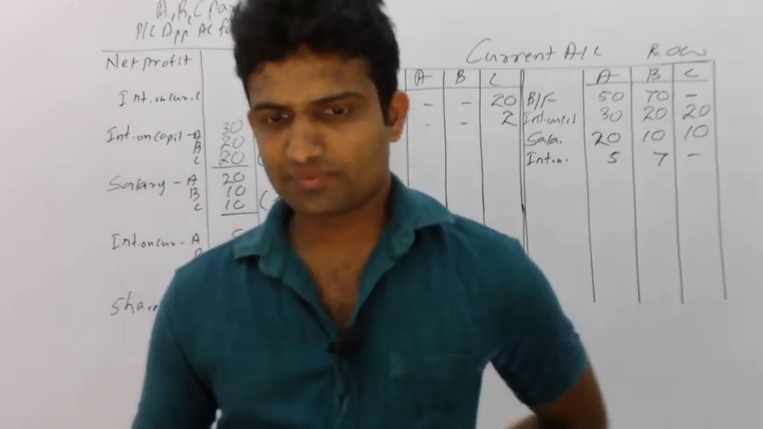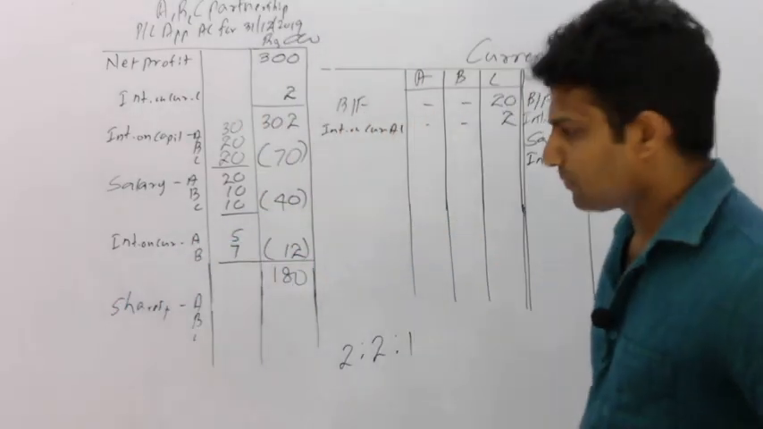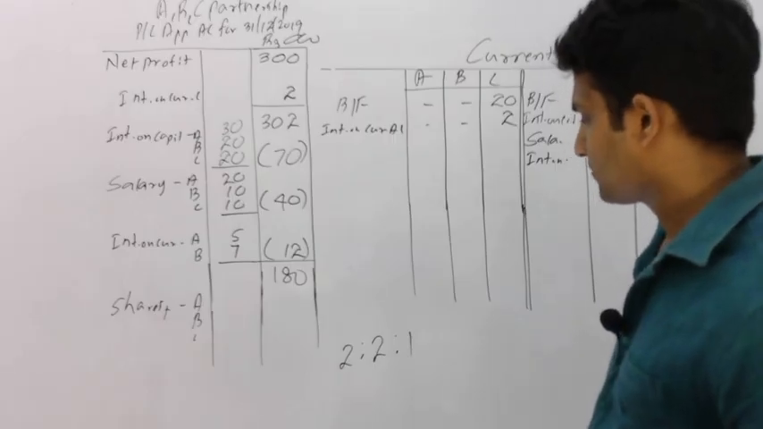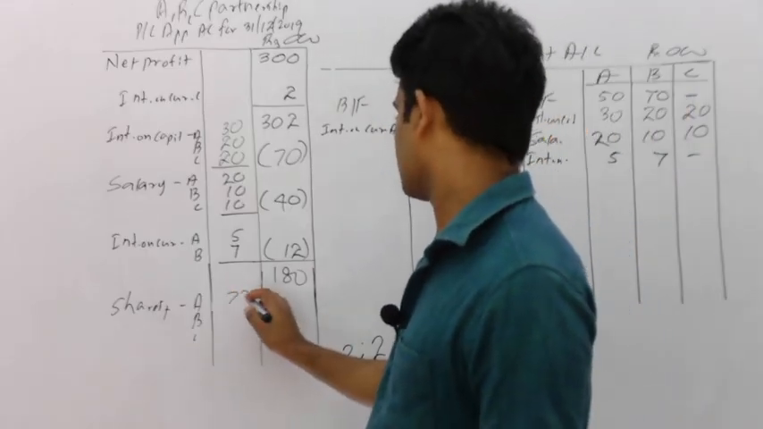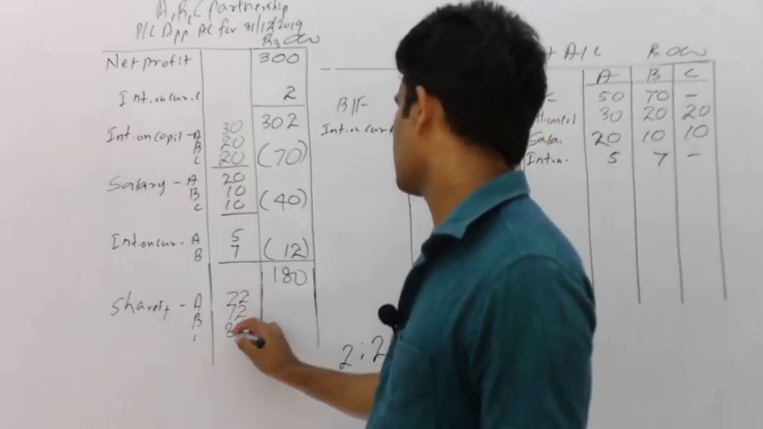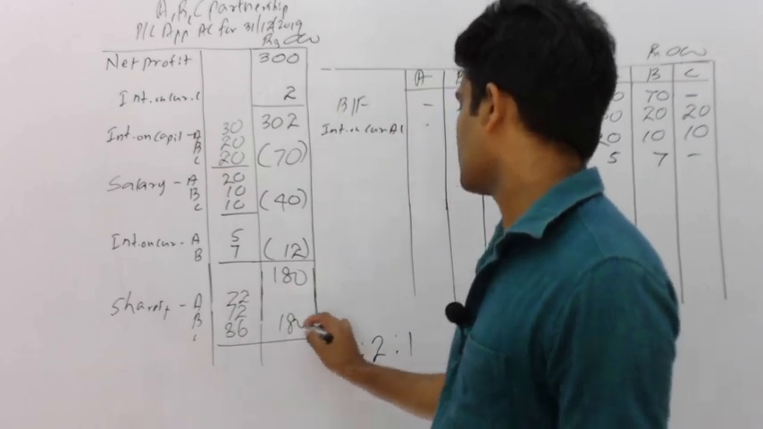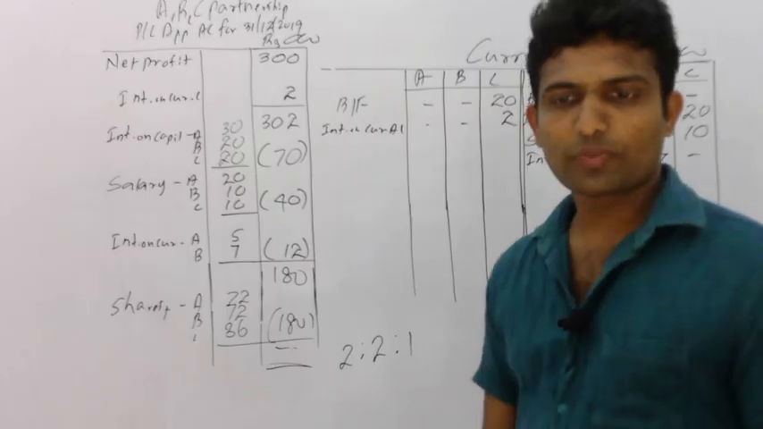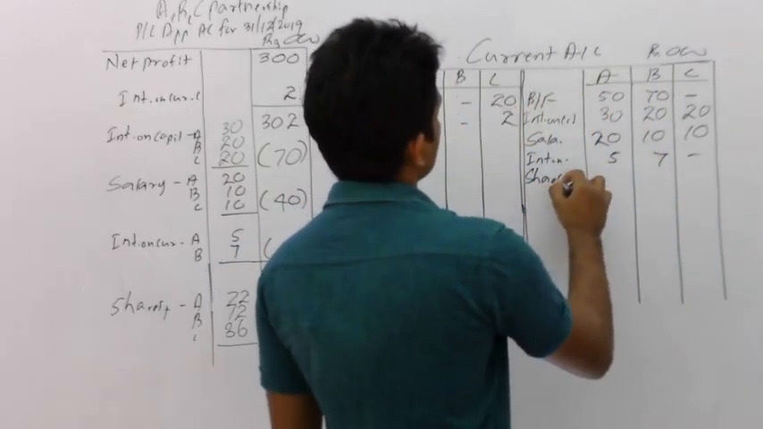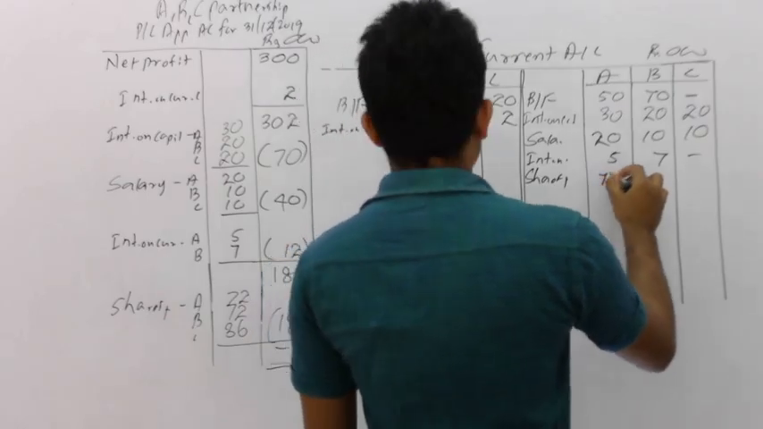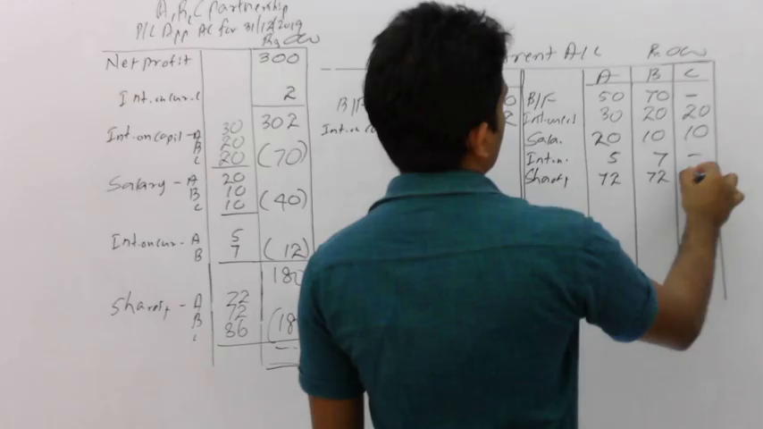Answer quickly, right? If this is shared according to the profit sharing ratio, that is 72, 72 and 36. Then this 180 is given to the partners. Therefore, this is credited to them as share of profits. 72, 72 and 36.